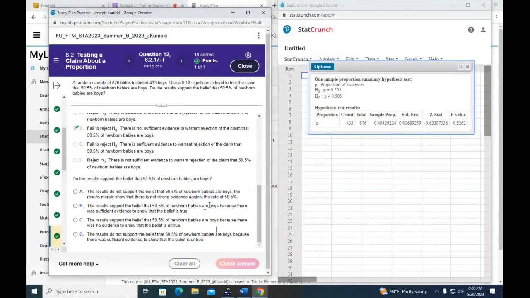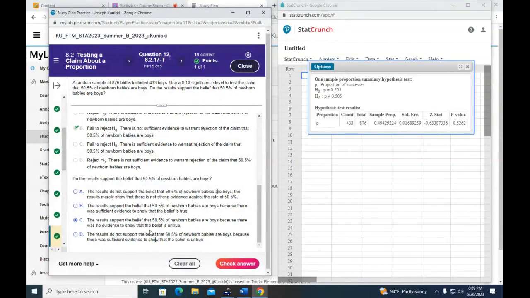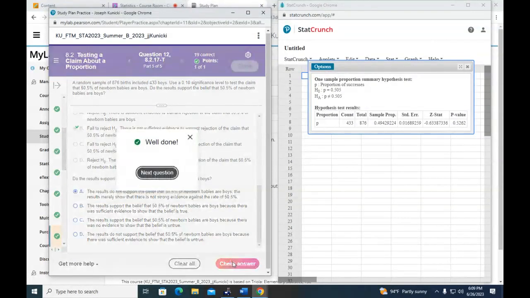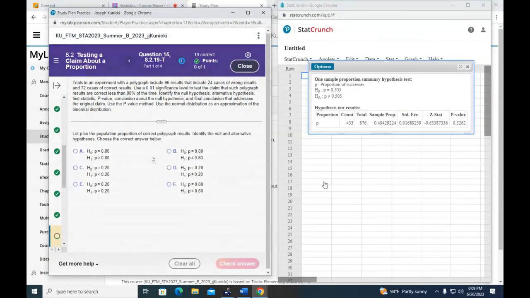And lastly, do the results support the belief? Yeah. It should be C because you can't support it. You can just say that we can't unsupport it. Not fine. Try the A. Okay, it's A. The results do not support the belief. It merely shows there's not strong evidence against it. But that's the important thing, there is not strong evidence against it. You can't reject. There's not sufficient evidence to reject. Sorry about that. I thought we could sneak one in there where we supported the claim.